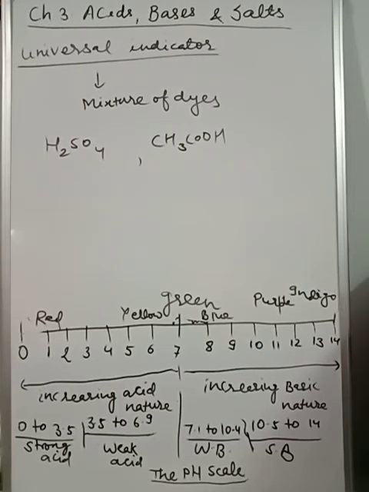At the same time, take ammonium hydroxide and KOH. In both these cases, litmus solution or litmus paper is not going to give us indigo or purple color. For weak bases the color will be different, and for strong bases the color will be different. So now I think you must have understood the importance of the universal indicator.